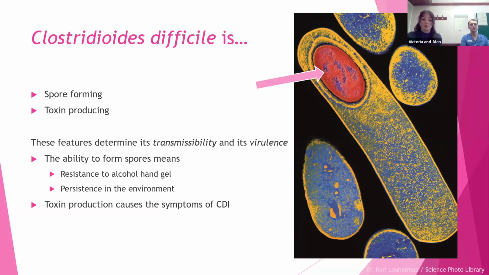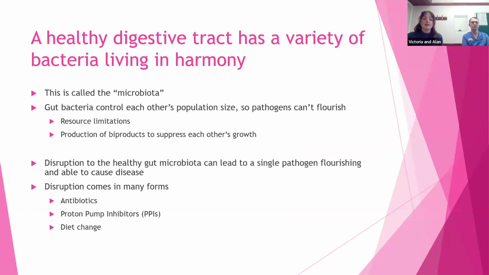The fact that it can form spores means that the spores are resistant to alcohol hand gel, whereas the bacterium itself would be killed. They can persist in the environment, and Alan is going to talk more about that later. And it's the toxins produced by this bacteria which cause the symptoms of C. difficile infection. So just to set the scene, where C. diff affects the human host is in the digestive tract.